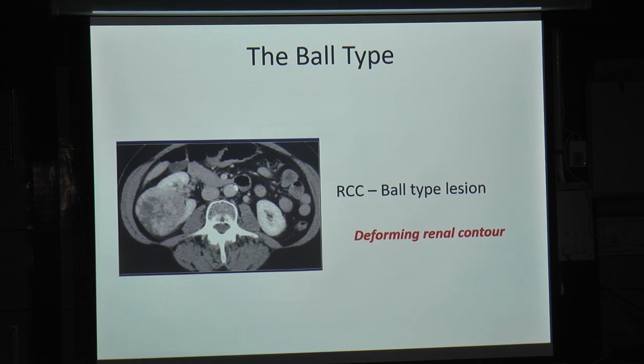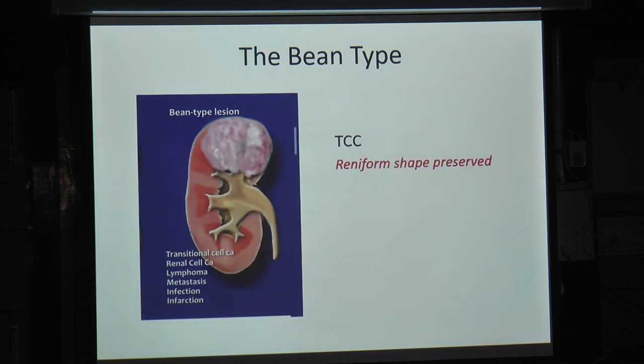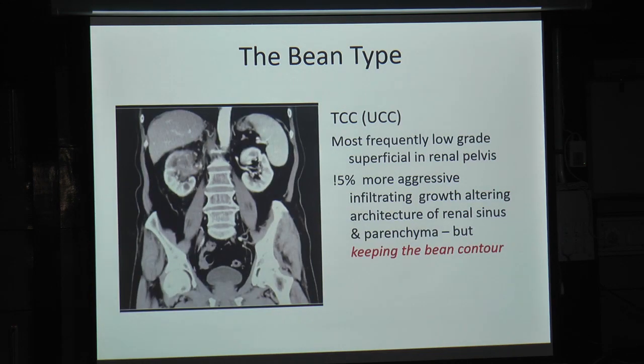See, the shape of the kidney is distorted, and there is a huge tumor here, as you can see, deforming the renal contour. On the other hand, in the bean type, the uniform shape is preserved, and transitional cell carcinoma comes first on the list. It can also be a renal cell carcinoma, but TCC falls into that category. This is a classic picture where you have a very homogeneous, not very enhancing, mild enhancing tumor, a homogeneous SOL, bean shape preserved. This is TCC of the collecting system.